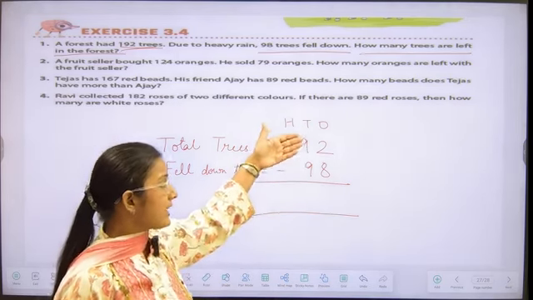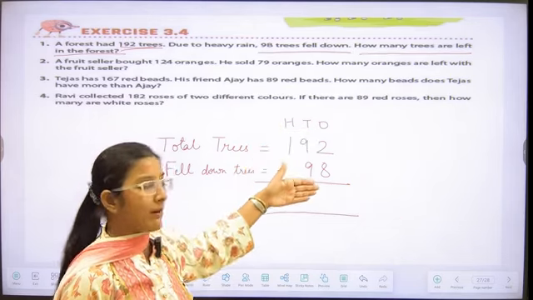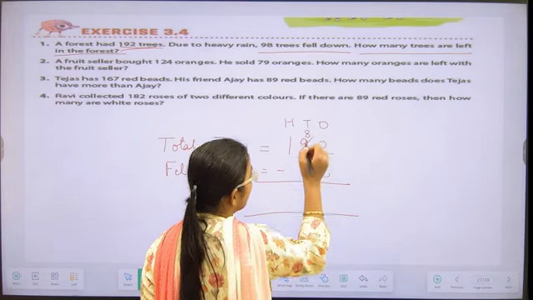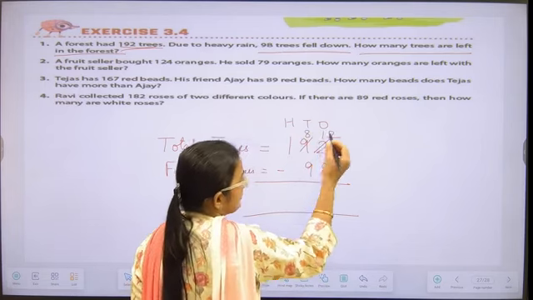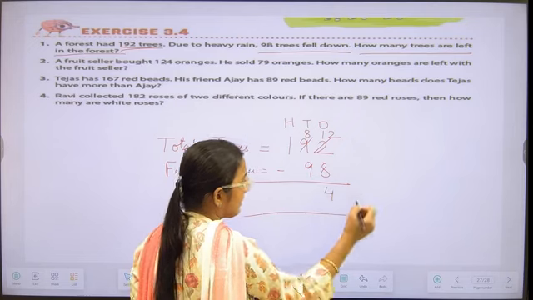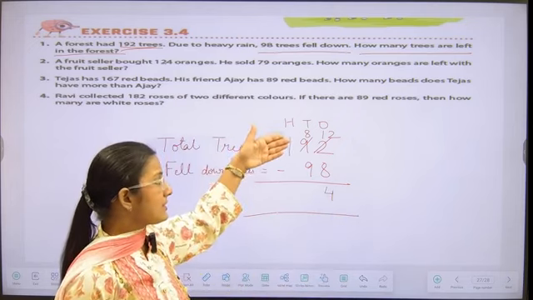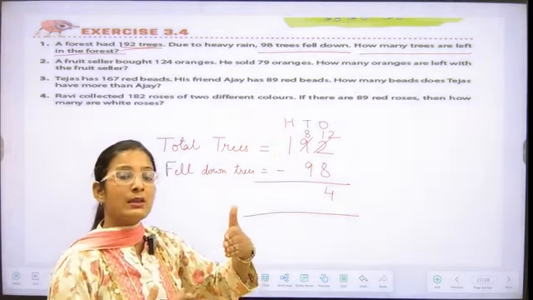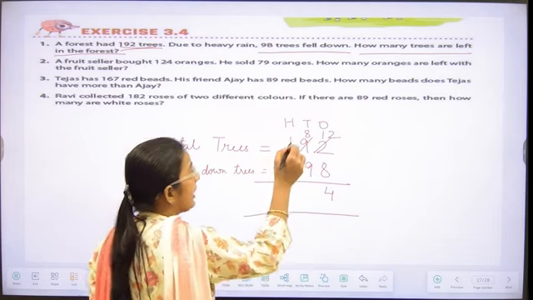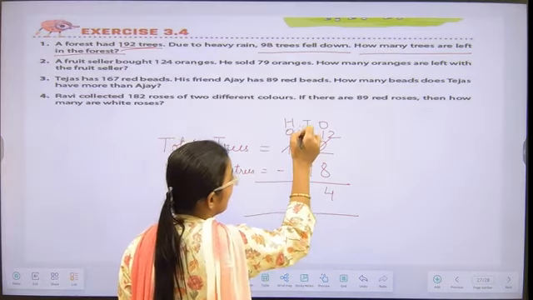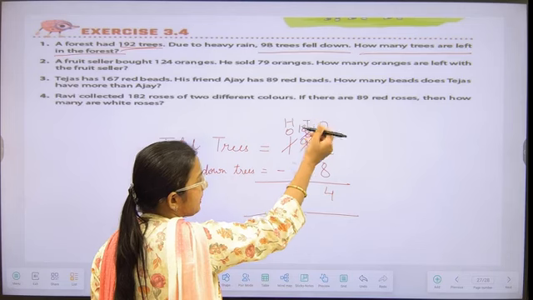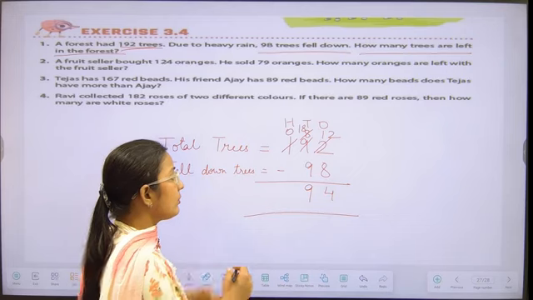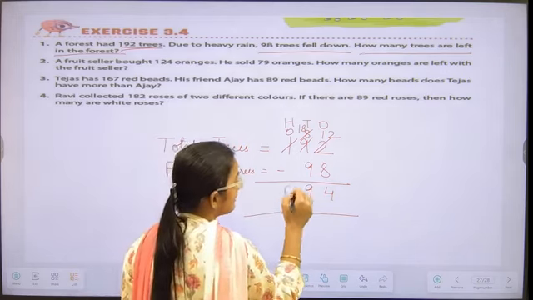As you can see at the ones place, we cannot subtract 8 from 2. So we have to borrow from the tens. So it will become 8, and the 2 becomes 12. So if I am subtracting 8 from 12, I am getting 4. Now at the tens place value, we cannot subtract 9 from 8. So again we have to borrow from the hundreds. So the 1 will become 0 and the 8 becomes 18. Now if I am subtracting 9 from 18, I am getting 9. Now we have to subtract nothing from 0, so we can write 0 for this.